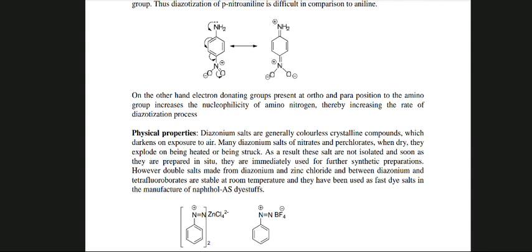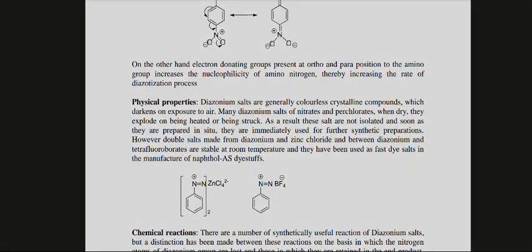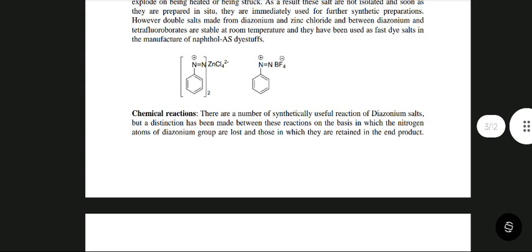for further synthetic preparations. However, double salts made from diazonium and zinc chloride, and diazonium tetrafluoroborates, are stable at room temperature, and they have been used as fast dye salts in the manufacture of naphthol AS dyestuffs. Chemical reactions.